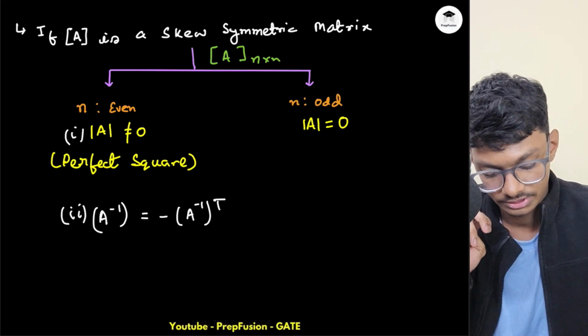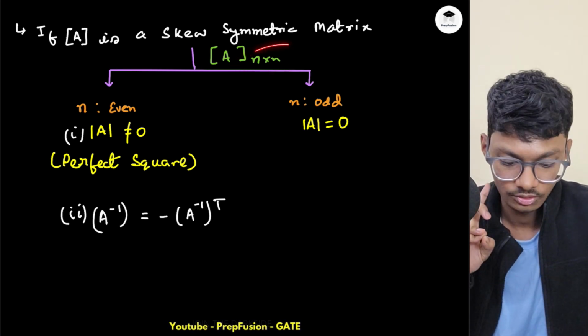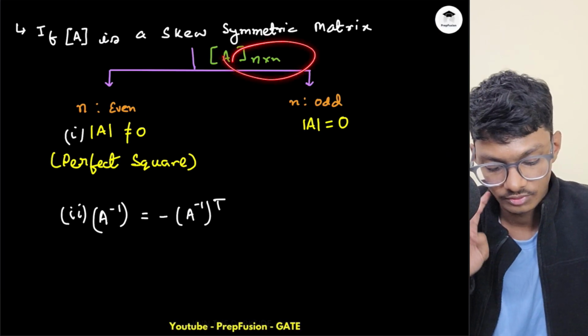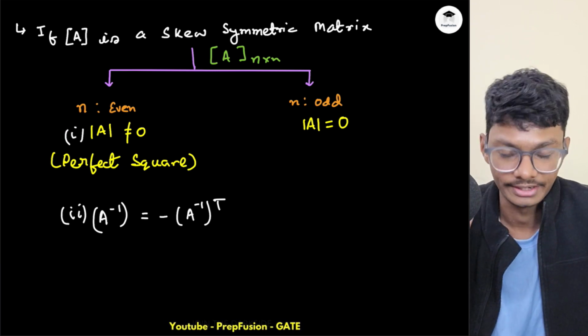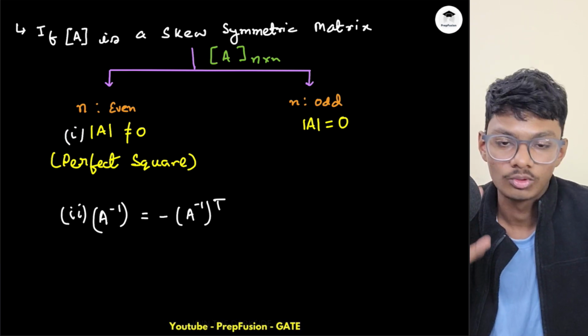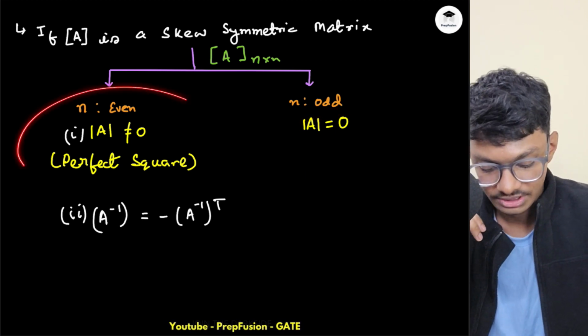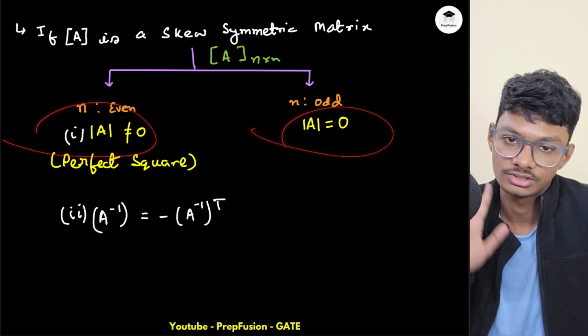So what do I mean by this? Basically, in this case the order was 2 cross 2, so n was even, hence the determinant was a perfect square. You take any skew symmetric matrix of odd order, the determinant will be 0. In the first case, obviously the inverse will exist because the determinant is non-zero. Here the determinant is 0, so the inverse won't exist.